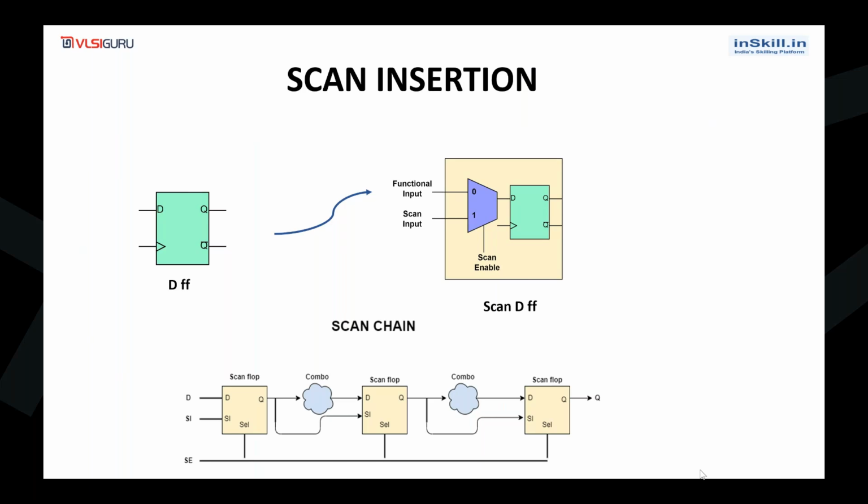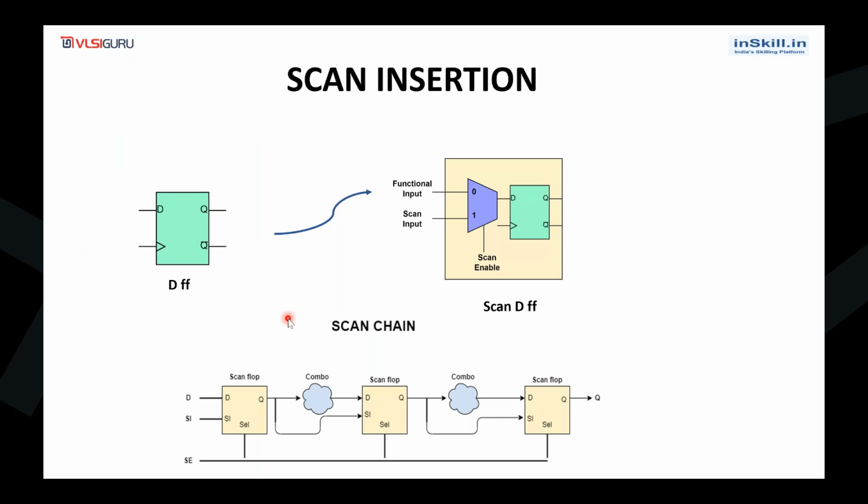So what is a scan flop? How does it function? And what is a scan chain? All those things we'll try to understand when we do the appropriate topic, during the regular course. As of now, just understand that during scan insertion, all the normal flops in the design will be converted to scan flops, and these scan flops will be stitched into a scan chain. Okay.